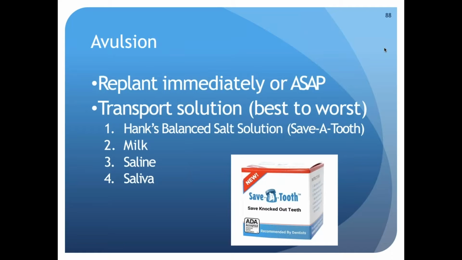So let's talk a little bit about avulsions. So a tooth's been completely lost. So the first thing we want to do is replant it immediately if we know where it's at, or as soon as possible. The next thing we want to do, if we have to transport it to you, these are kind of the best transportation solutions.